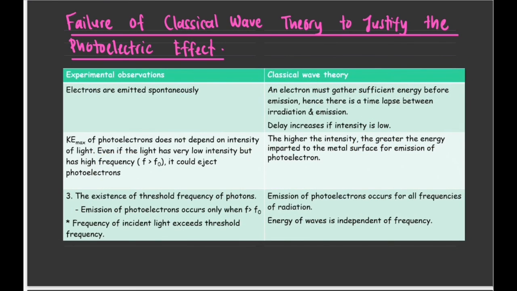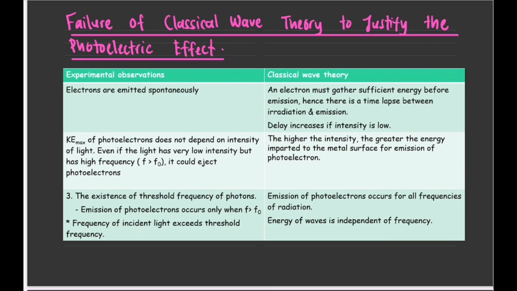Now let's see the failure of classical wave theory to justify the photoelectric effect. Number 1. From the experimental observation, electrons are emitted spontaneously. But classical wave theory says that an electron must gather sufficient energy before emission. So there is a time lapse between irradiation and emission. The delay will increase if intensity is low.